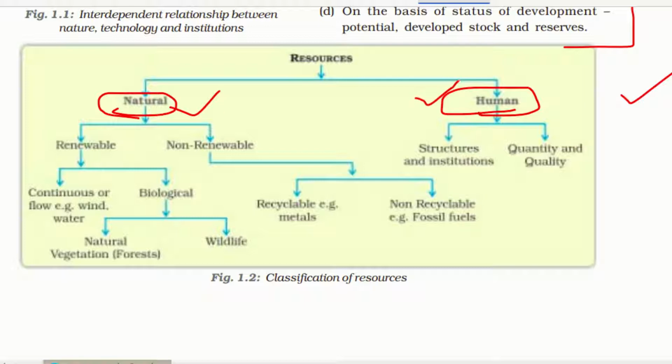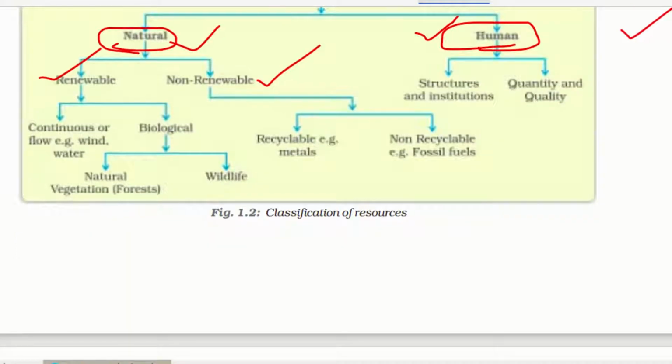Next, natural resources are again subdivided into two: renewable and non-renewable. Okay, one will generate automatically, or the other will take a long time. That is the meaning. Then man-made resources are divided into structures and institution, quantity and quality. Then renewable resources are again divided into continuous and biological. Again biological is divided into natural, vegetation, wildlife and so on. Then non-renewable can be recyclable and non-recyclable.